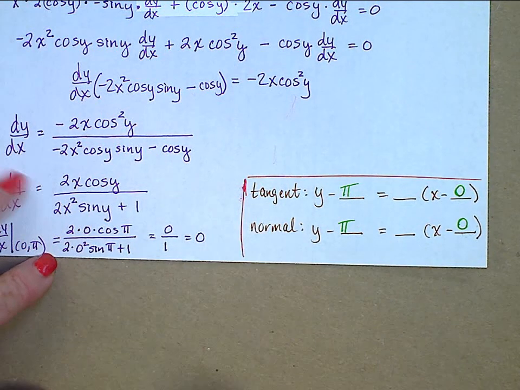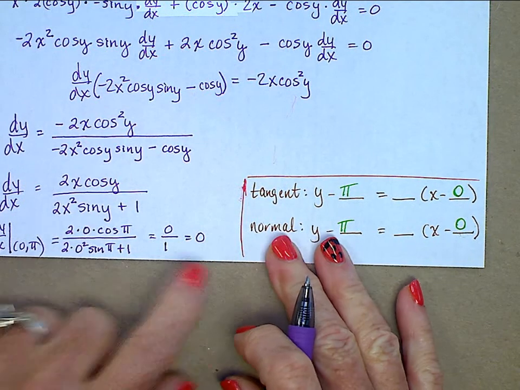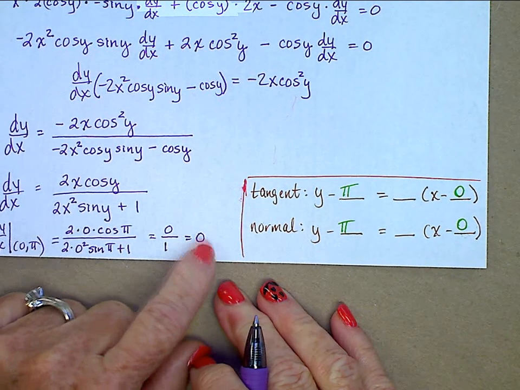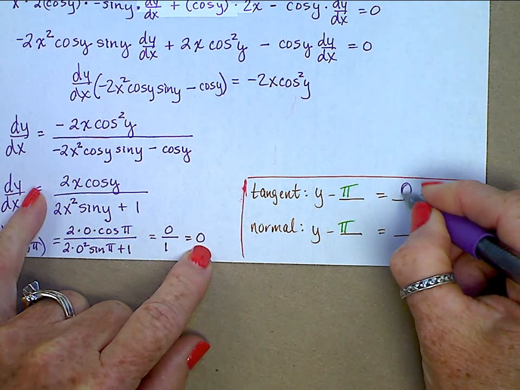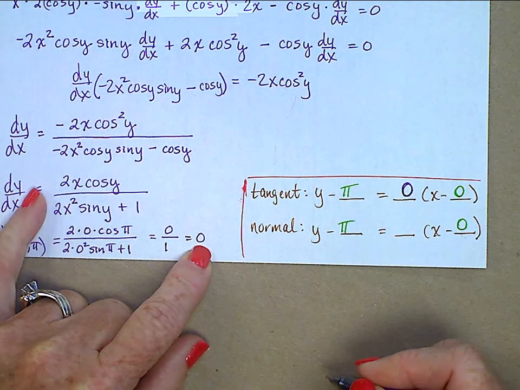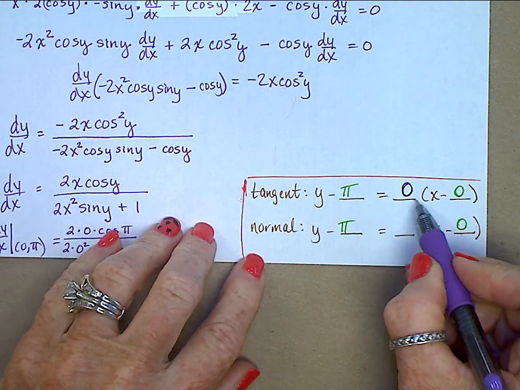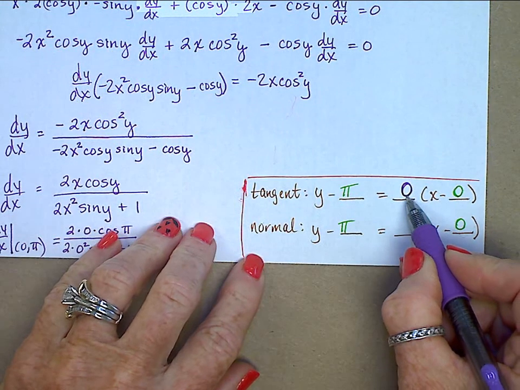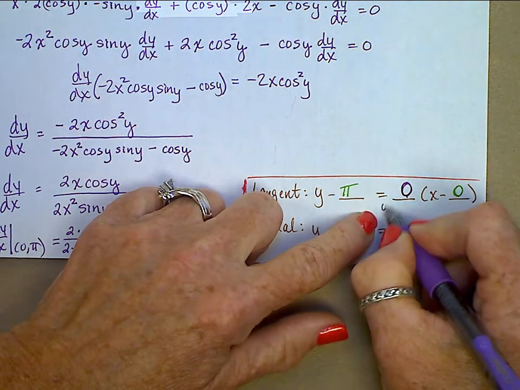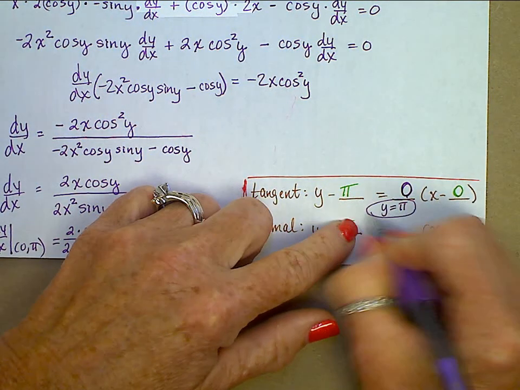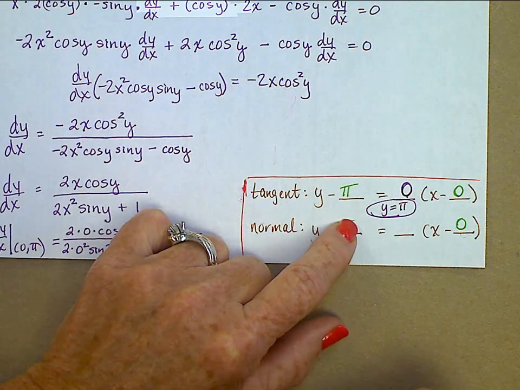0. What is that? Yeah, that's the slope of the tangent line. So the slope of the tangent line is 0, which means what kind of line is it? If it has a slope of 0? That's a horizontal line at y equals pi. There's the tangent line. It's horizontal.